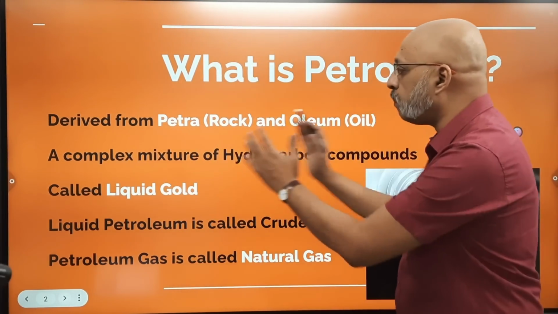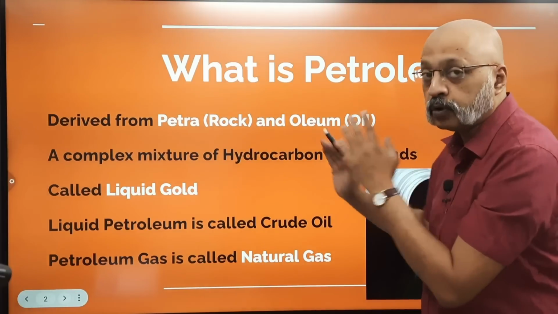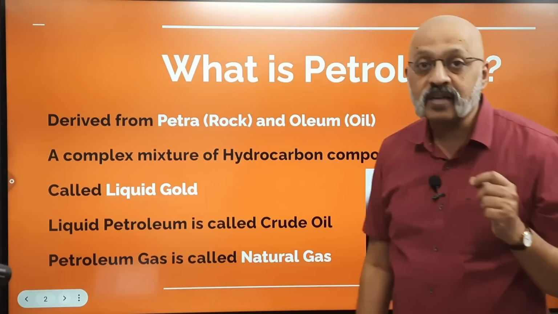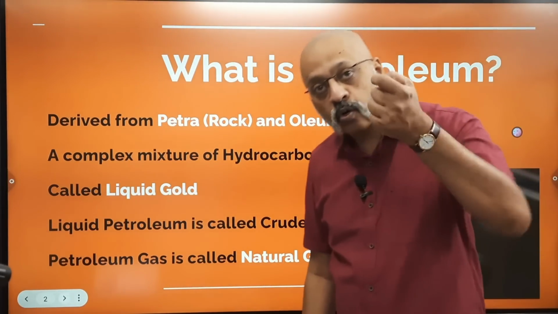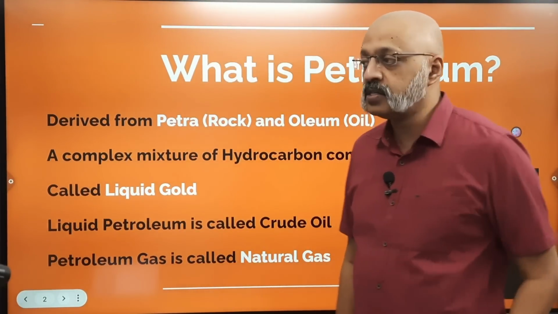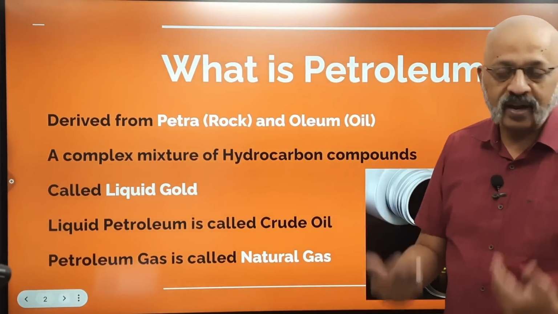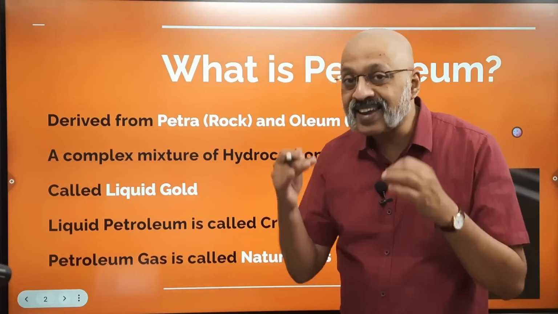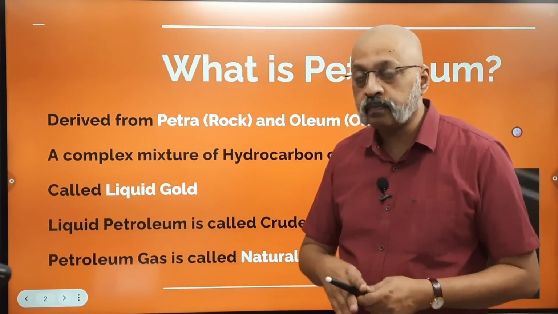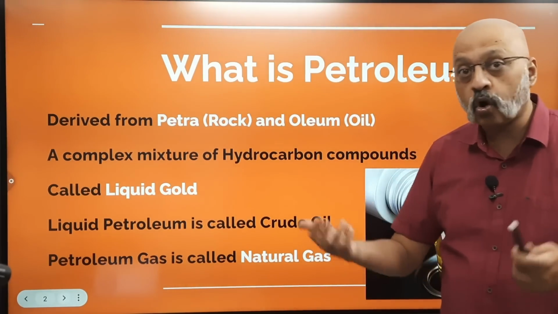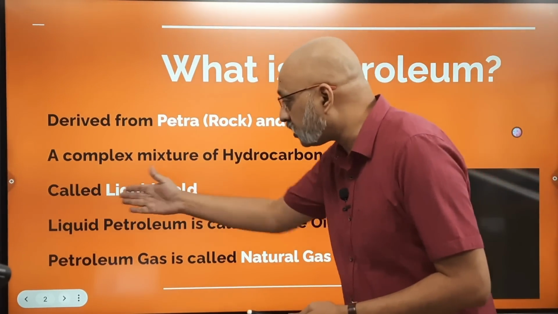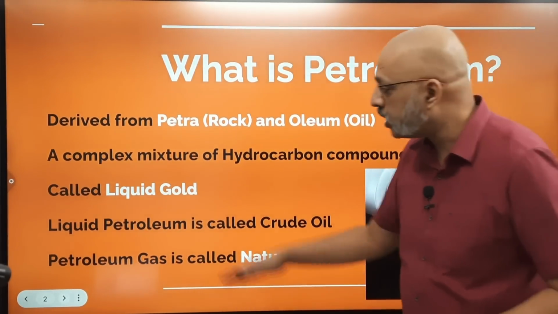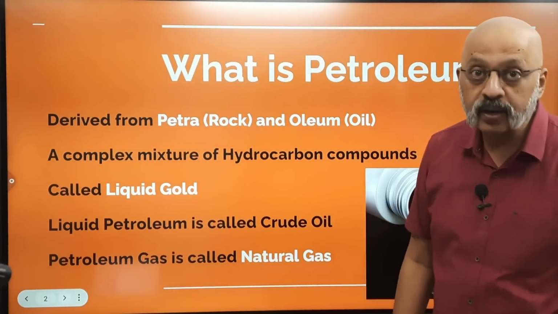The first two words, the complex mixture of hydrocarbon compounds, the first two sentences, this one and this one. It's also referred to as liquid gold. Now, all this I've put in question and answer form in the notes so that it's easier for you to read and understand and process. Because not even a tiny portion of crude petroleum goes waste or remains unused. Therefore, it's referred to as liquid gold. Why gold? Because of the inherent value of gold. So, it's referred to as liquid gold.